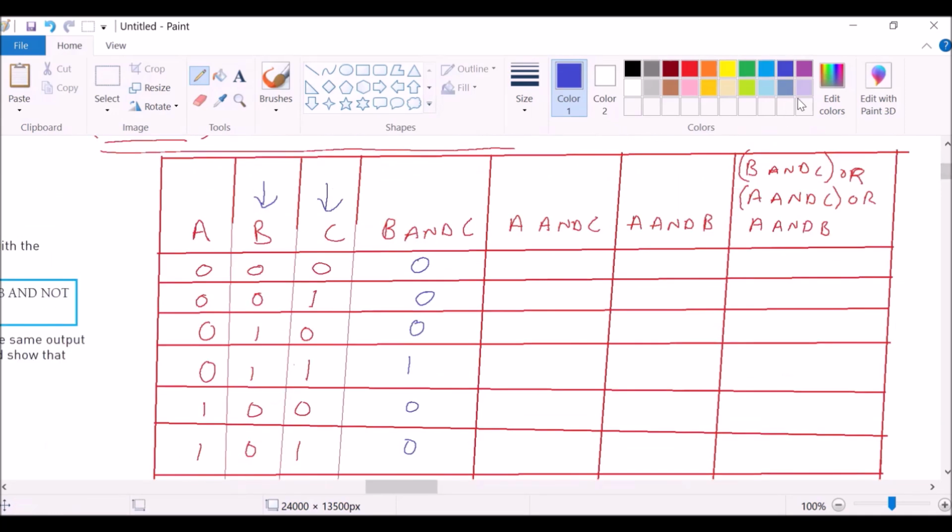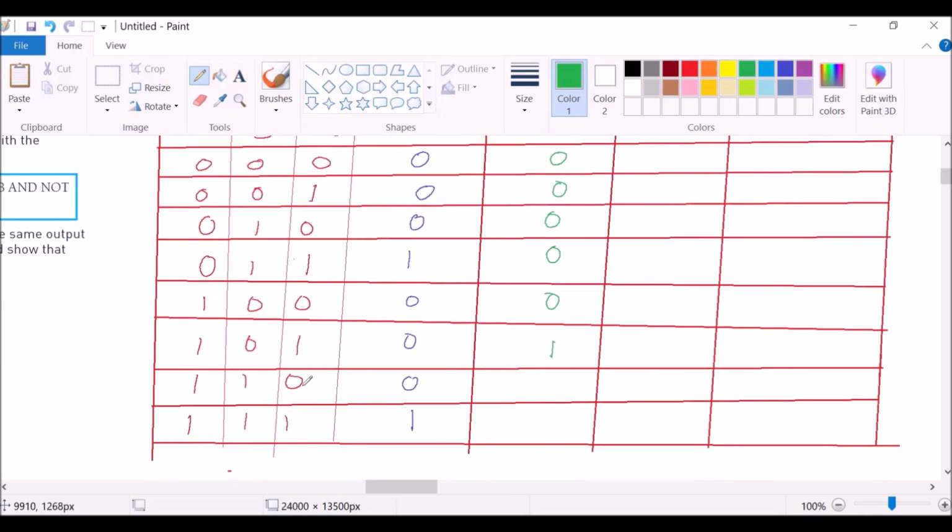For A and C, 0 and 0 should give us 0. 0 and 1 should give us 0. 0 and 0 should give us 0. 0 and 1 should give us a 0. 1 and 0 should give us a 0. 1 and 1 should give us a 1. 1 and 0 should give us a 0. 1 and 1 should give us a 1.